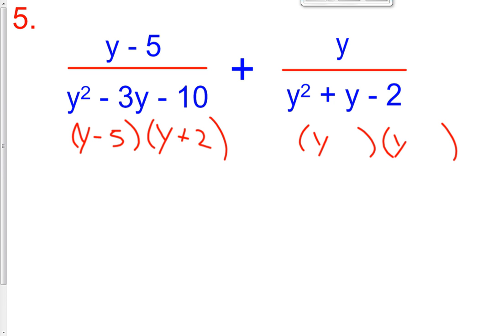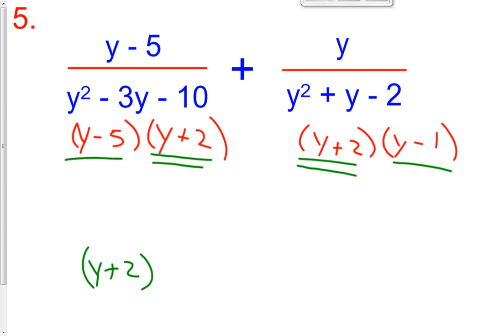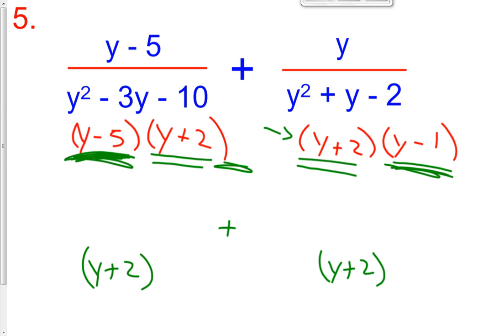Y multiplied by y and a positive 2 and a minus 1. Okay, so we have 4 factors. 1, 2, 3, 4. Notice how both of them have a y plus 2 factor. So that's going to be part of your common denominator. Y plus 2 is going to be a common part of your common denominator. And then this one has a y minus 5, where this one doesn't. And this one has a y minus 1, where this one doesn't.